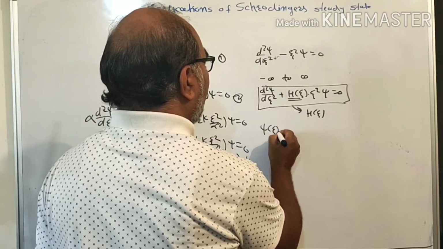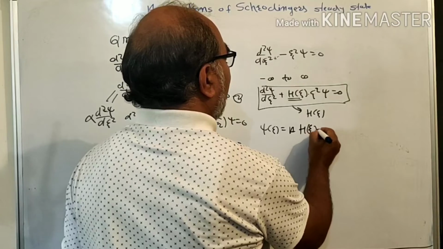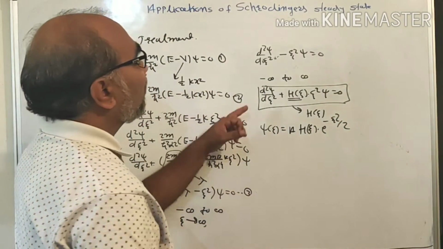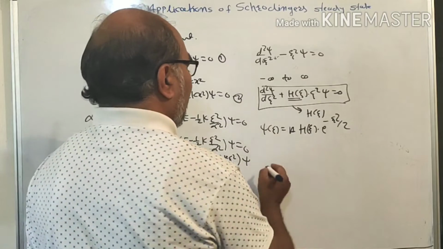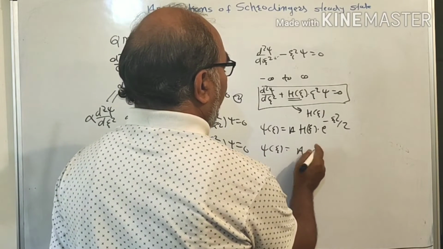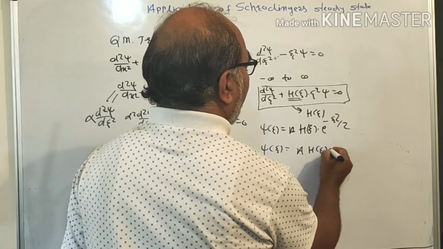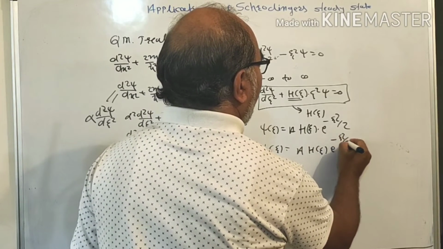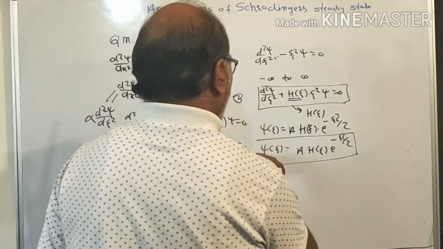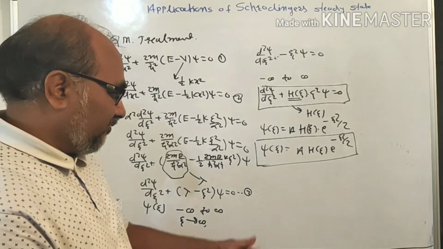The solution of this differential equation is ψ(ζ) = H(ζ) e^(−ζ²/2). So this is a solution for this differential equation.